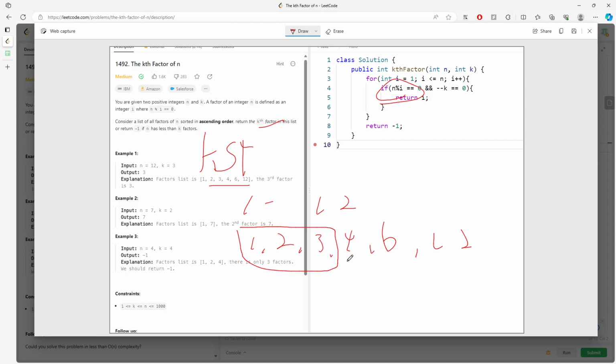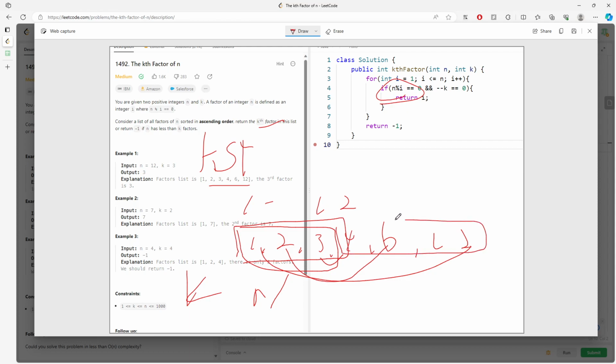Using the math solution, n represents 12. So 12 divided by 3, you get 4. 12 divided by 2, you get 6. 12 divided by 1, you get 12, right? So this is the order, depending on your k. So in this solution, we only need to traverse the first 3, and then we can get the last 3, right?